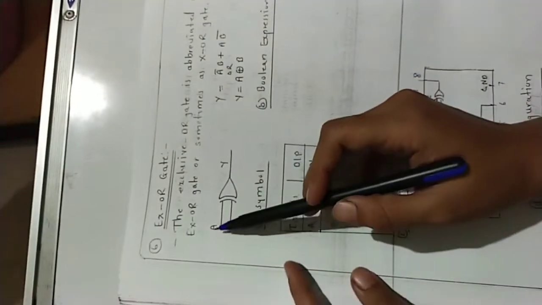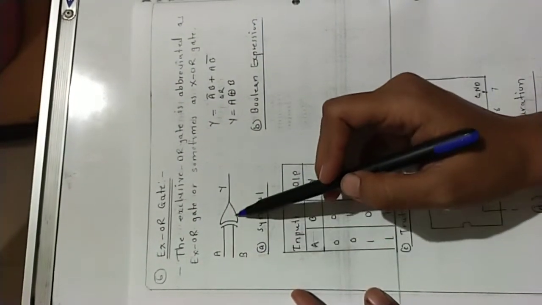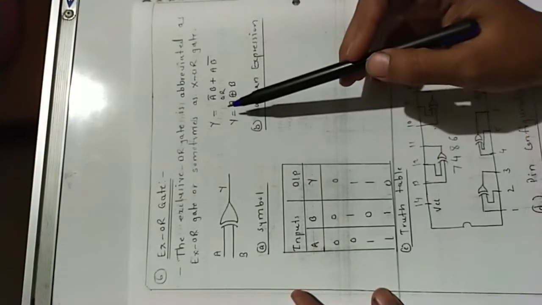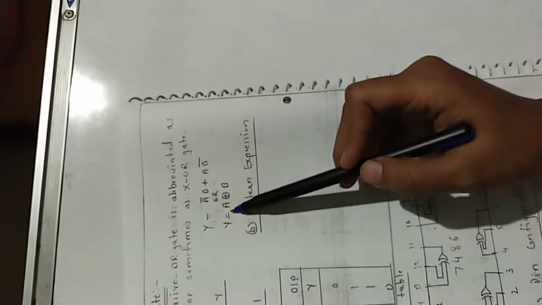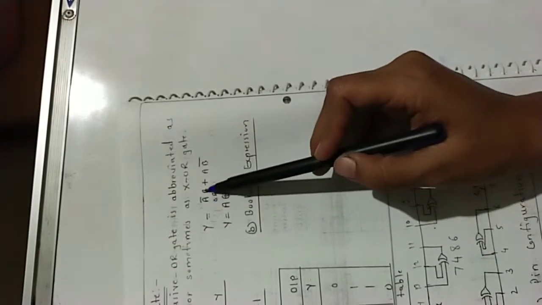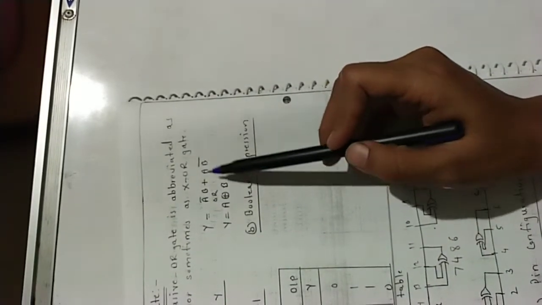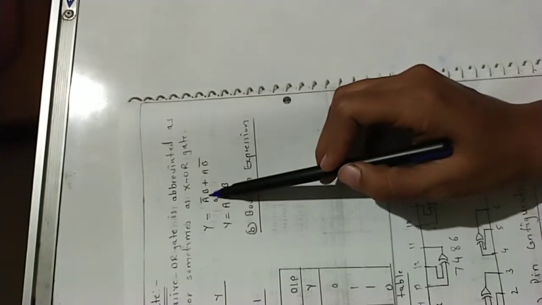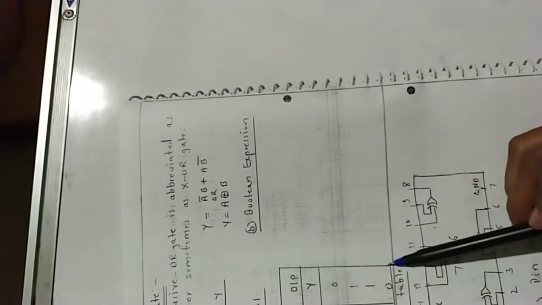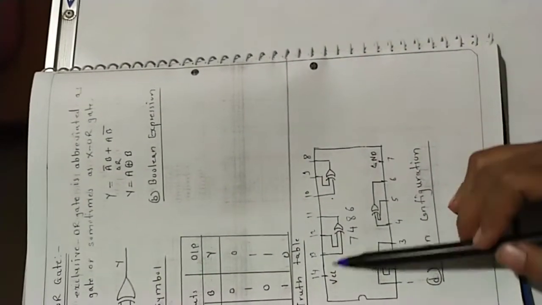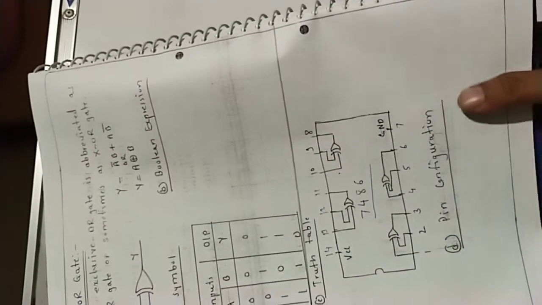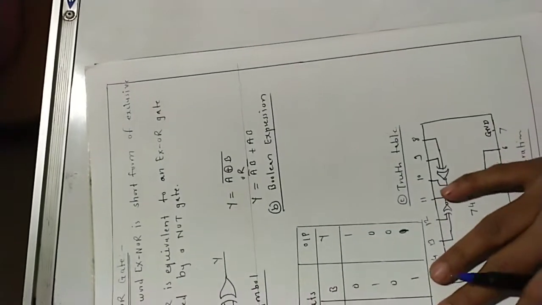See the symbol of XOR gate. A and B, these are the inputs. Symbol of XOR gate is like this. Okay. Output expression is y is equal to a plus b, or a bar b plus a b bar. Okay, this is symbolically, and the equation is a bar b plus a b bar. According to this equation, we can calculate the output. Okay, and this is a truth table, and this is the IC of XOR gate 7486. 7486 is the IC of XOR gate.